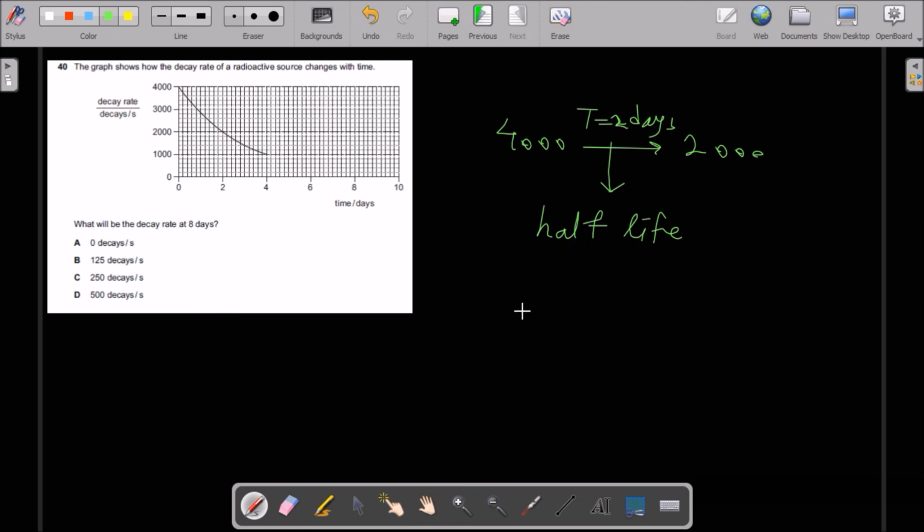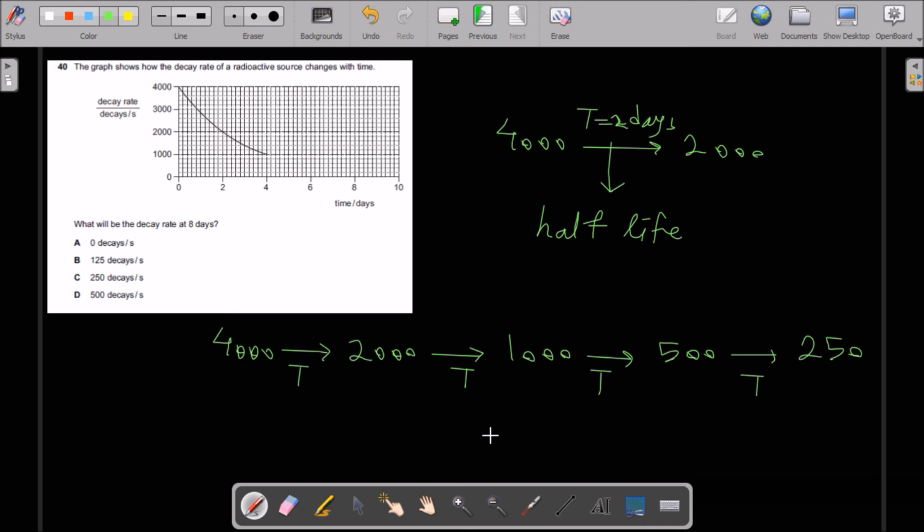So what happened after 8 days? We can use this: 4,000 change to 2,000, 2,000 change to 1,000, 1,000 to 500, 500 to 250. So one half-life, one half-life, one half-life, one half-life. So each half-life is 2 days. So after 2 days, 4, 6, and 8 days, decay rate will be 250. That's why C will be right.